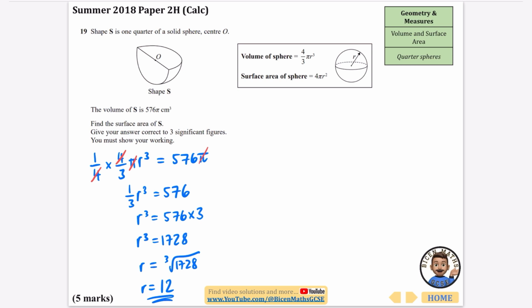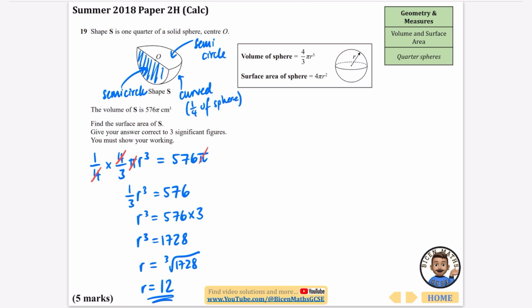Now there's a few different bits. We've got this part of it, and that bit that we've got there, that is a semicircle. We've then got another section here, which is going to be a semicircle. And then we've got this part here, which is the curved part. And this curved part is 1/4 of a sphere.